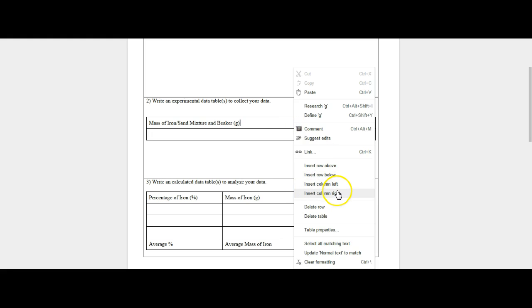To get this one, we would have needed to know maybe it's on a piece of paper, maybe it's on the magnet, whatever it is. So mass of iron and something. It could have been magnet, paper, etc.